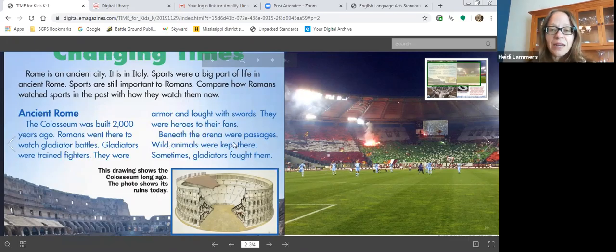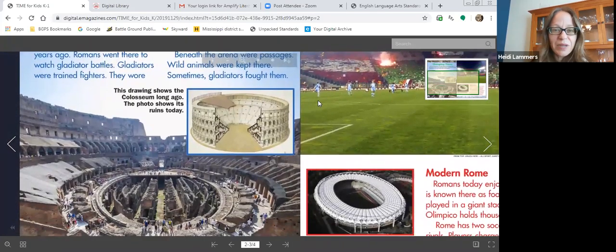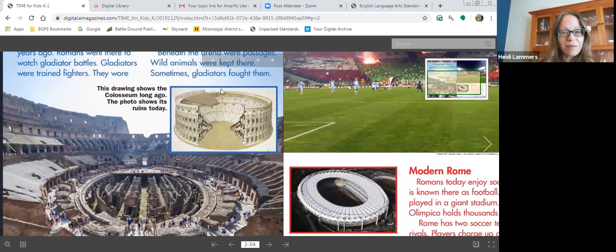Beneath the arena were passages, that means hallways. Wild animals were kept there. Sometimes gladiators fought them. Have you ever seen bullfighting or heard of that? That's a comparison that we can make. I'm going to read this caption now.